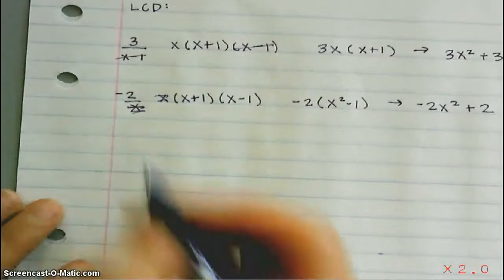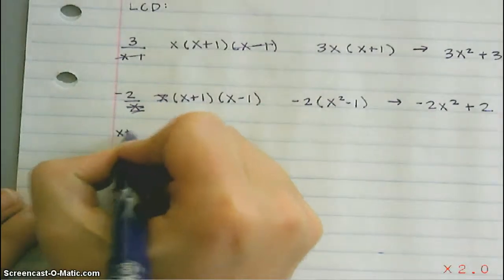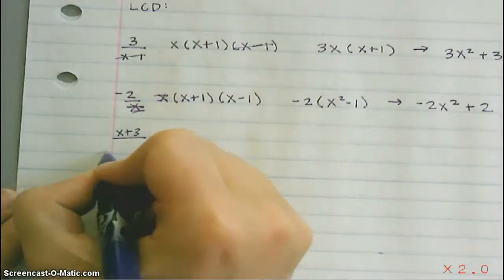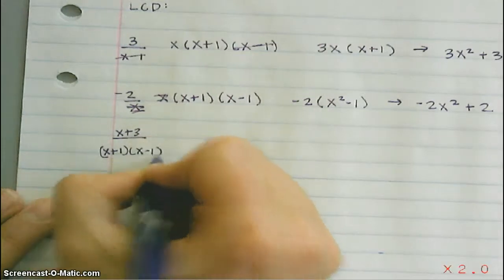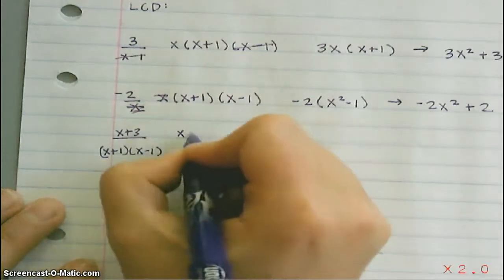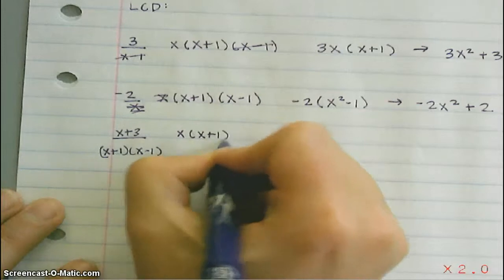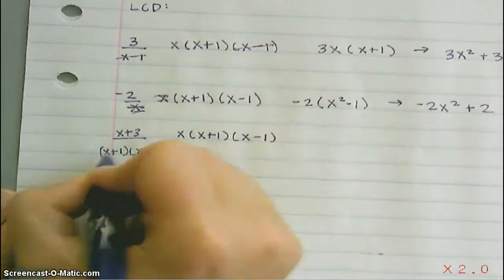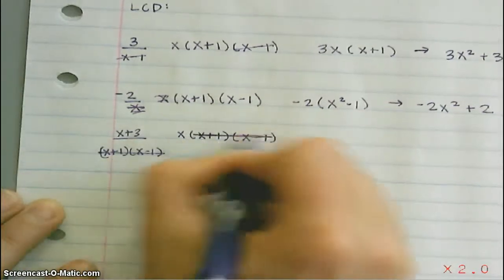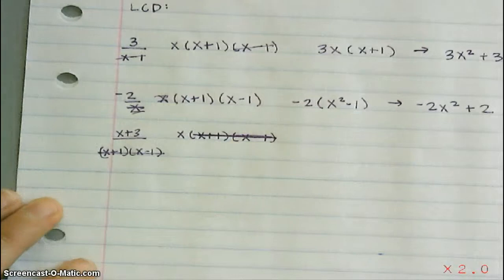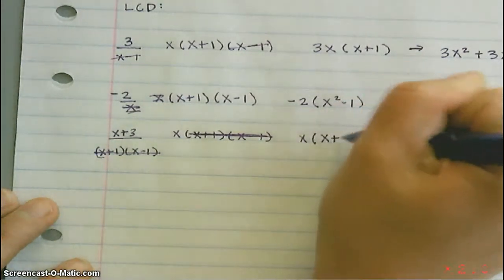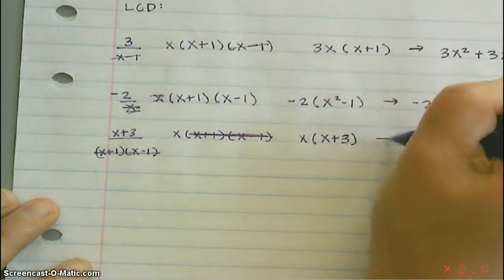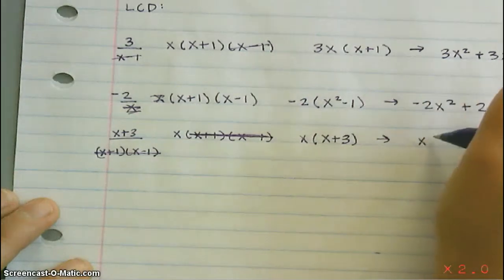The last part was x plus 3 over x plus 1, x minus 1. Multiply that by the LCD. Here, the whole denominator divides out with all of that part of the LCD, leaving you with x times x plus 3. And then distributed out would be x squared plus 3x.